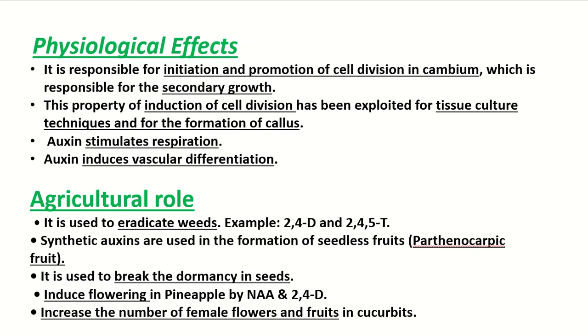Synthetic auxin is used to form seedless fruits, that is parthenocarpic fruits like banana, orange and so on. That means the fruit is formed without seeds. It is also used to break the dormancy period in seeds. It also induces flowering in the pineapple plant with the help of NAA and 2,4-D. It also helps to increase the number of female flowers and fruits in cucurbits, that means plants of the Cucurbitaceae family.